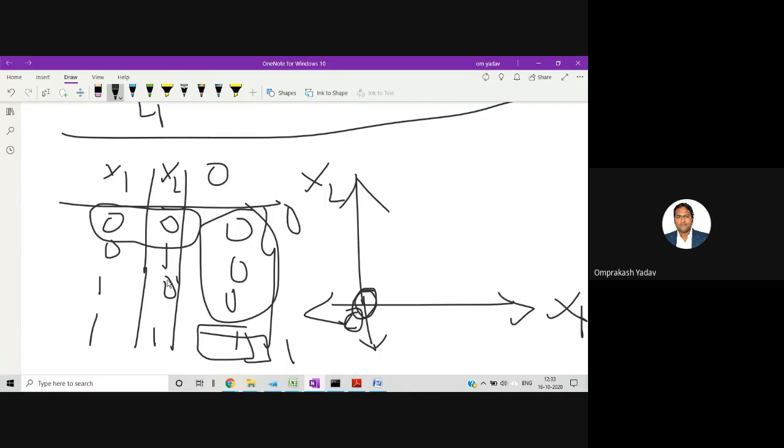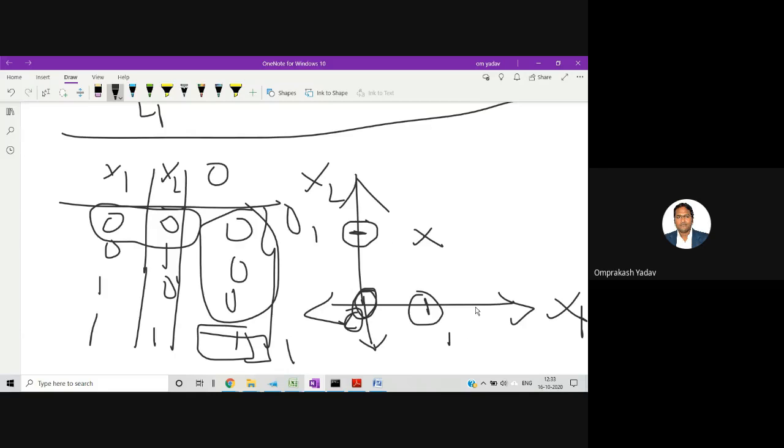Then the next point, x1 is 0 but x2 is 1. So this point, and this is again 0. Then the next point is 1 comma 0. So this point only, and this is 0. Then the next point is 1, 1. So 1, 1 will be somewhere here, and this output is 1. It's a separate class, so this point we will mark as a cross. So two different classes are there, the 0 class and the cross class.